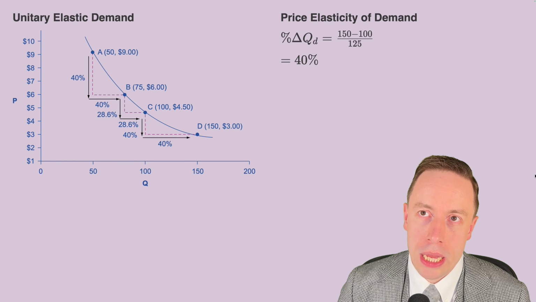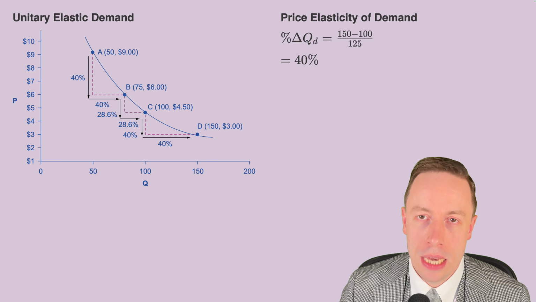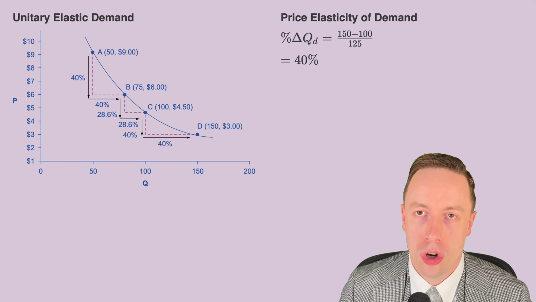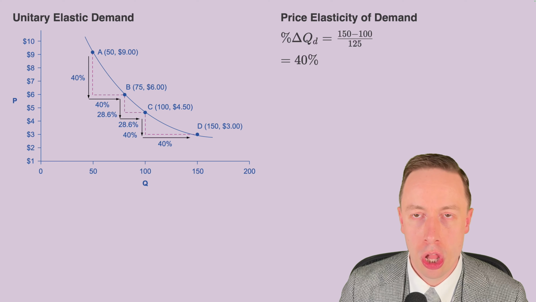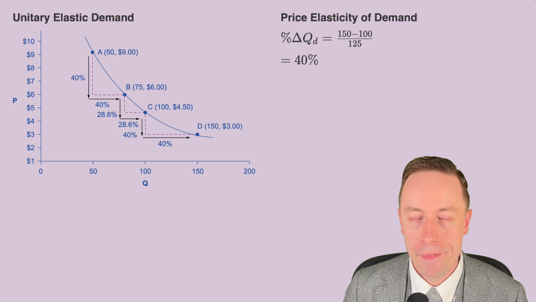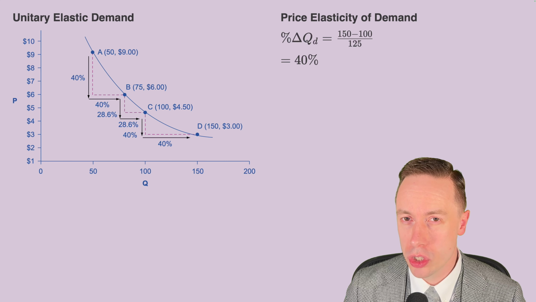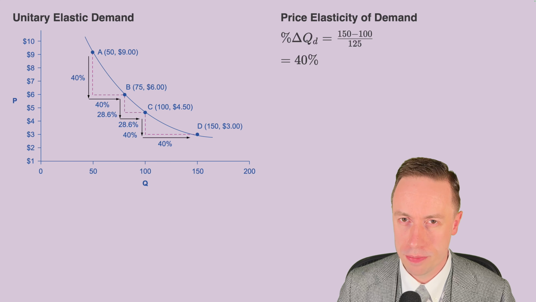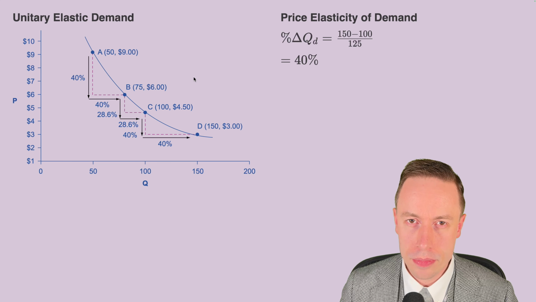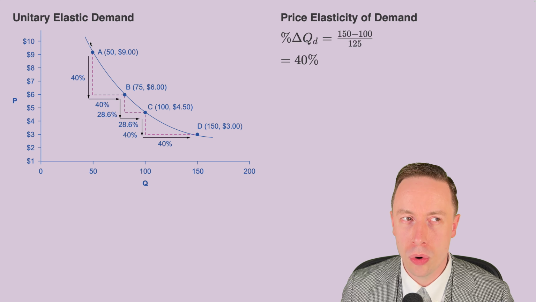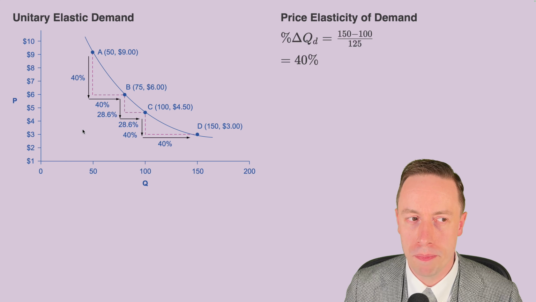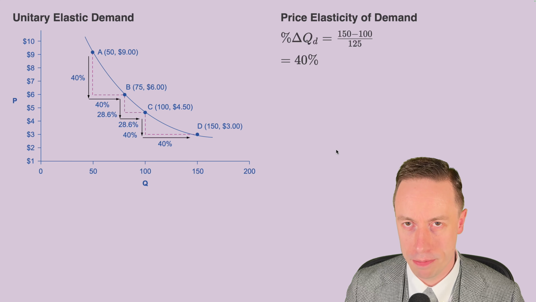So notice when it comes to a unitary elastic demand curve, don't let the intuition of slope mislead you. That's not a straight line. In fact, if you want to use a fancy term, it's a convex line. It's going to be bowed towards the origin. And there's a good reason for that.